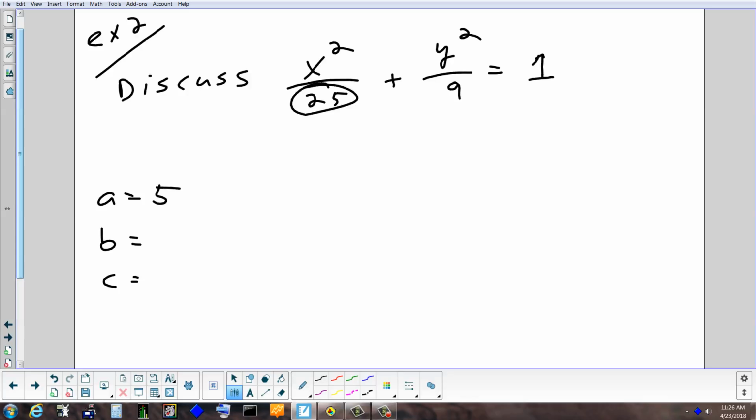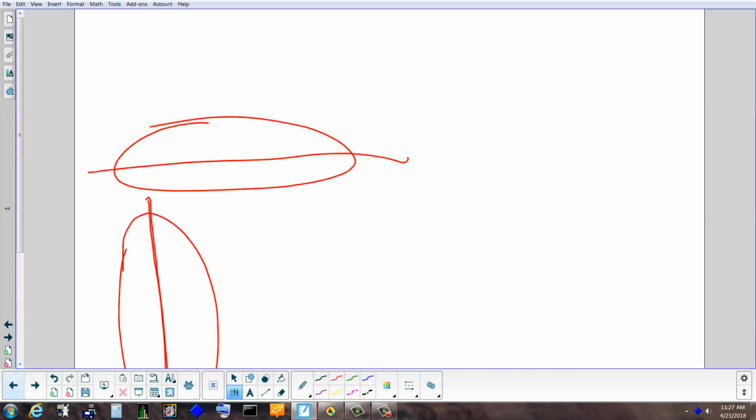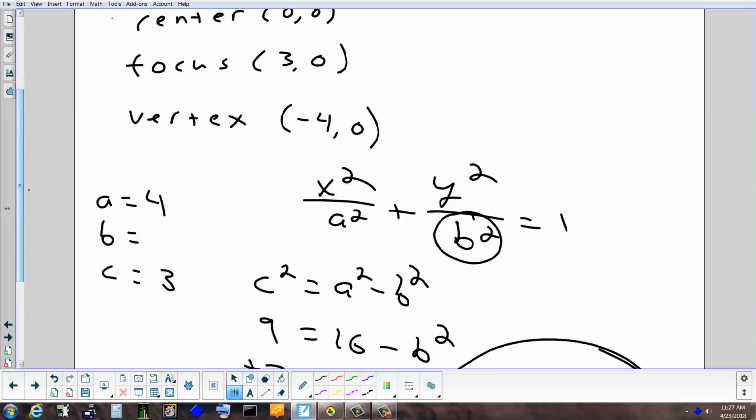How about B or C? Which one does the 9 tell me? B, right? So the 9 tells me what B is. And what would B come out to? 3. Now, C isn't part of the formula at all. Look back at the equation, there's no C in it at all.